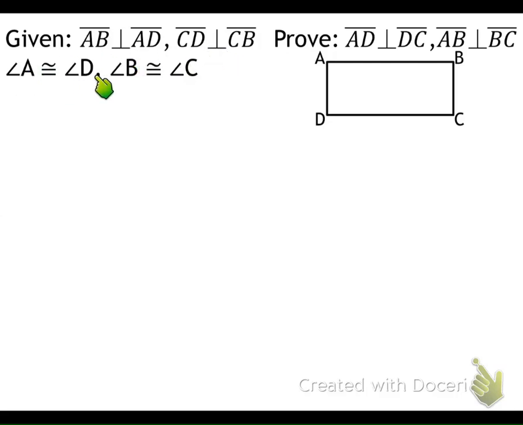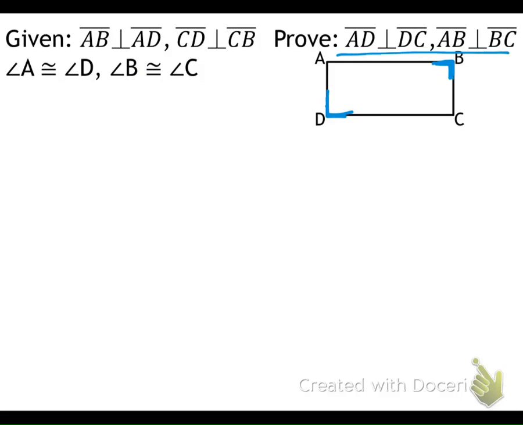Angle A congruent to angle D, angle B congruent to angle C. We're going to prove that other lines are perpendicular. So let's start. We're going to prove that AD is perpendicular to DC. That's our first goal, and our second goal is AB perpendicular to BC. So the blue is our goal. That's what we want to do.